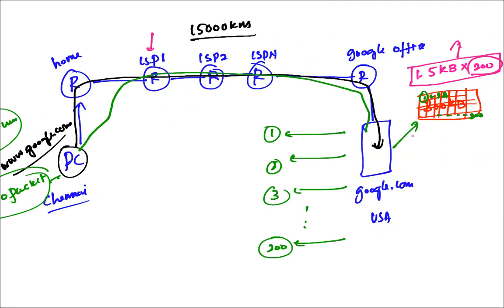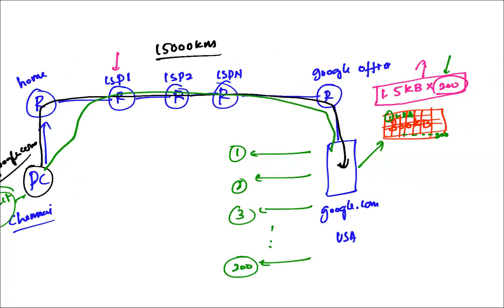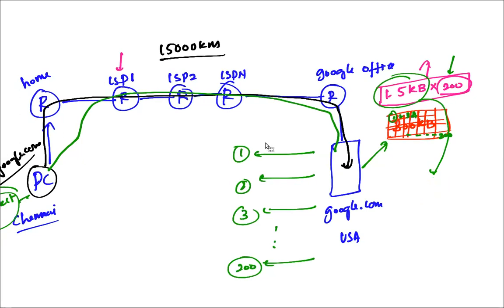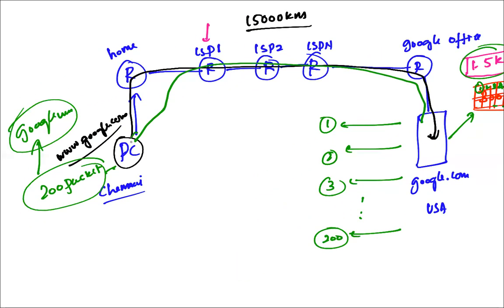That Google web page is 300 KB of data, but that 300 KB cannot be sent in a single packet. So you're going to have 200 packets of 1.5 KB each, right? This 1.5 KB is what we call MTU, maximum transmission unit. You cannot send a packet larger than 1.5 KB in our traditional internet network. So he sends all 200 packets, and all 200 packets will be reassembled on the client side, and you see the Google web page.